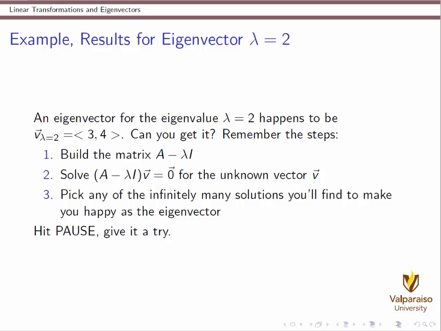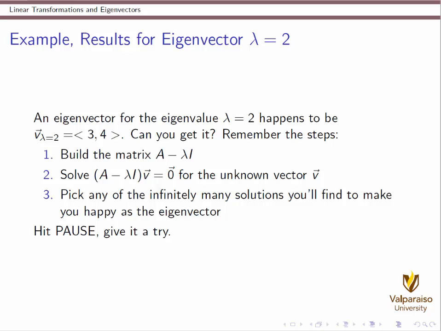Now we move over to our next eigenvalue. We're going to do exactly the same thing. We're going to build A minus lambda I. We're going to solve for the unknown vector v in the equation that's built out of the eigenvalues and eigenvectors. We'll find an infinite number of solutions, and you pick one.